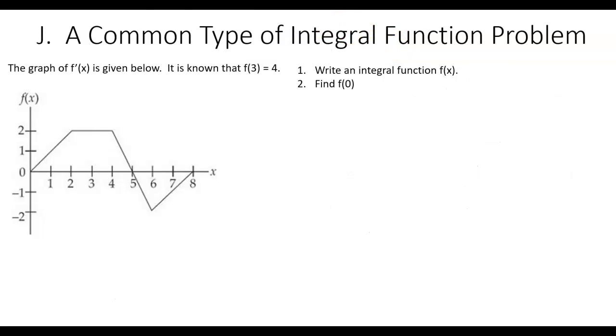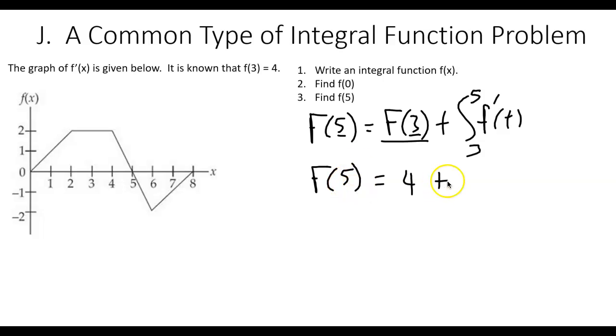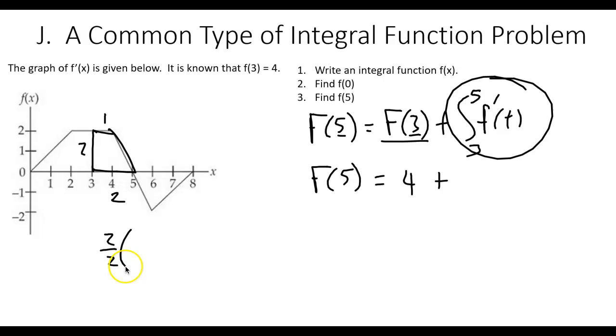Let's move along. Question number 3, they want me to do the same thing now, but with f of 5. So I want to find f of 5. f of 5 is going to be the starting amount that they gave me, plus the integral from 3 up to the number we want, which is 5. We already know this is 4, they told us that. Now I want to find the area under the curve from 3 to 5. That's from here to here, and that's another trapezoid. So the bases are 1 and 2 with a height of 2. So height divided by 2 times the sum of the bases.